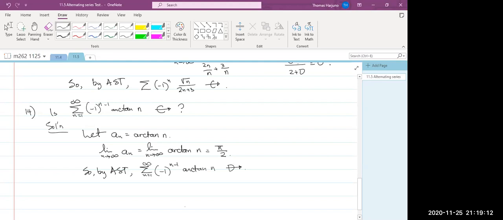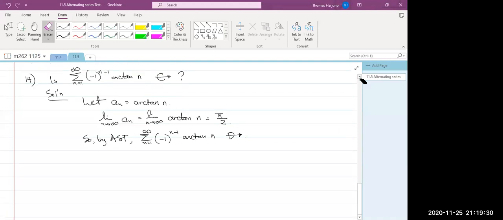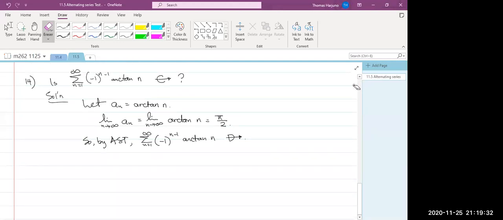Eventually, you will have a series that is pi over 2 minus pi over 2, pi over 2 minus pi over 2, like that, you know. When it is even, that's some number. When it is odd, that's another number. So number 14 is not convergent.